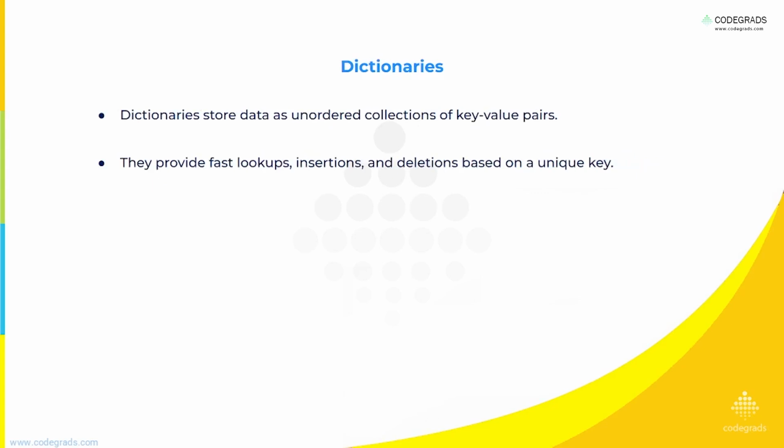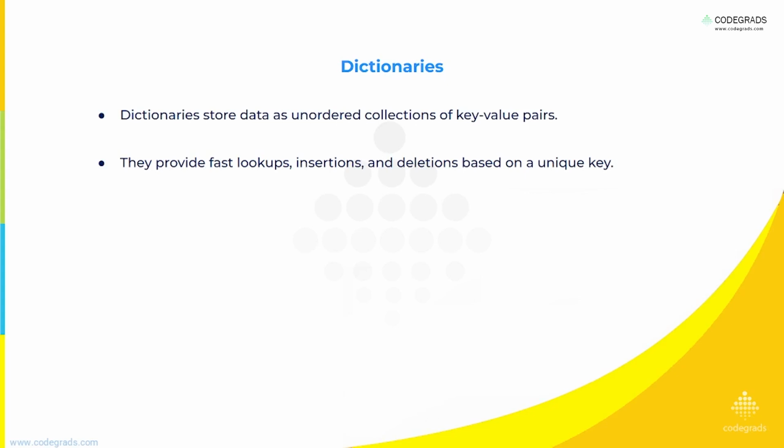Now next is the dictionary, which is a key value pair. A dictionary stores data as an unordered collection of key value pairs. Previously we have seen the list and tuple, which were ordered, but this is an unordered collection of key value pairs, and they provide fast lookup, insertion, and deletion based on a unique key. They are mutable, so we can add, update, and delete, and we can do multiple insertions and deletions based on a unique key. We can summarize it as the dictionary stores data in pairs.